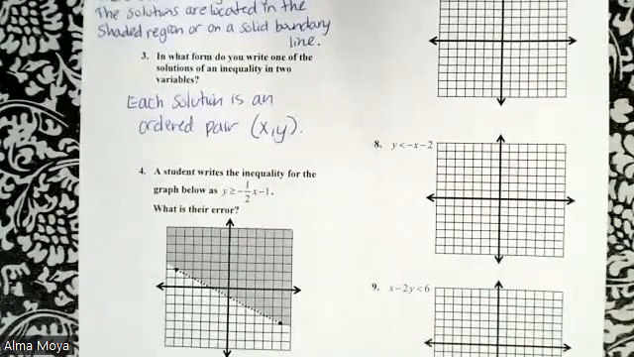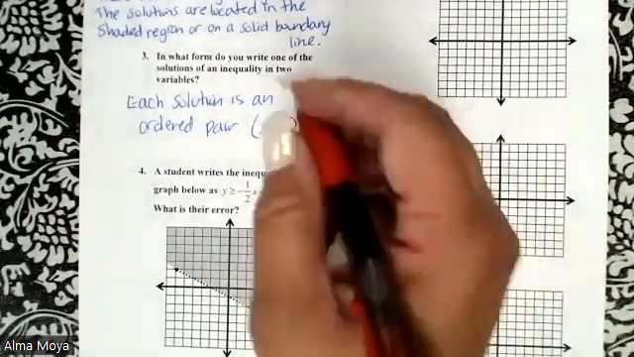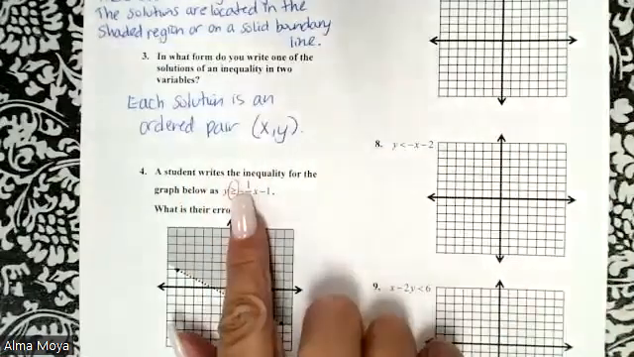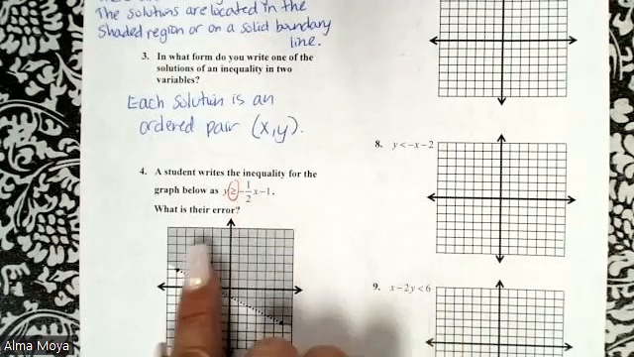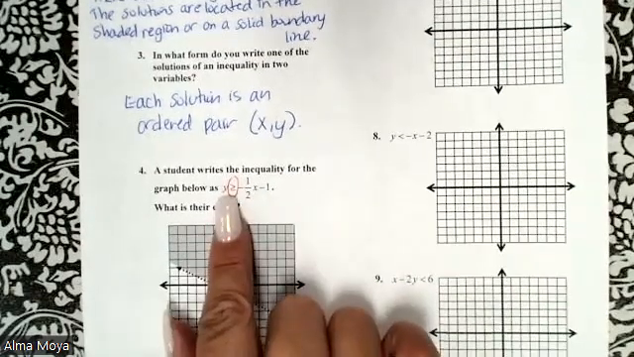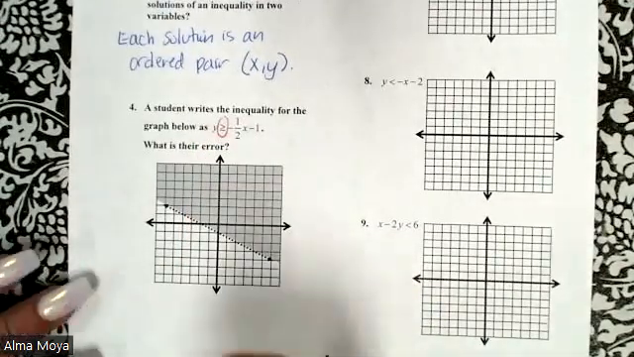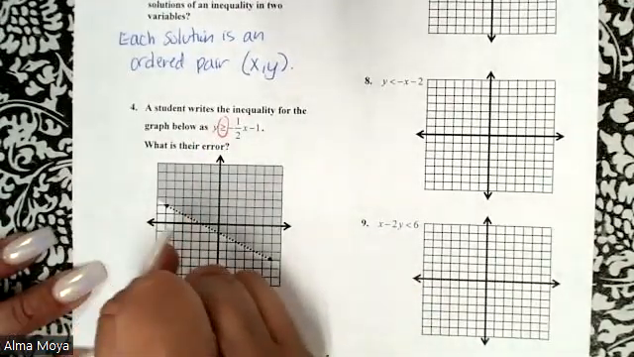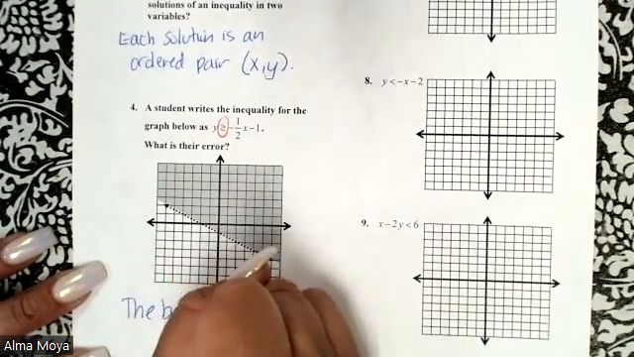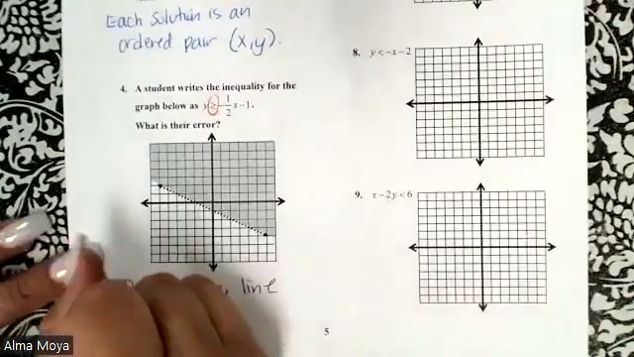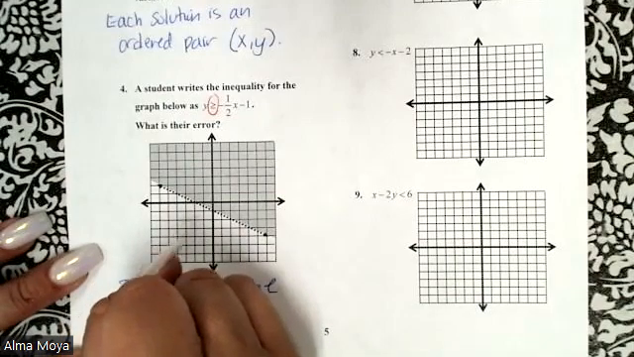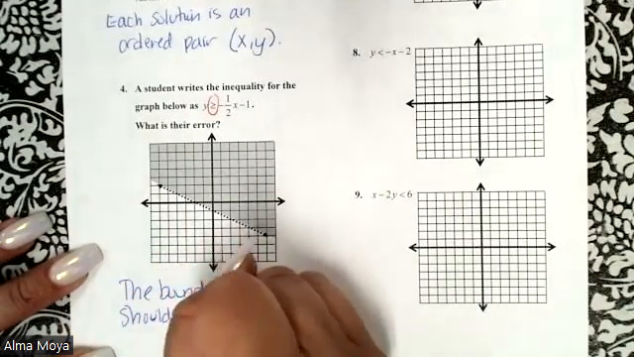Next one says a student writes an inequality for the graph below. Okay, and then it says, what is the error? Now, let's first look at this. Right there, I automatically see it. That boundary line should have been a solid line because that says greater than or equal to. So the boundary line should have been solid.